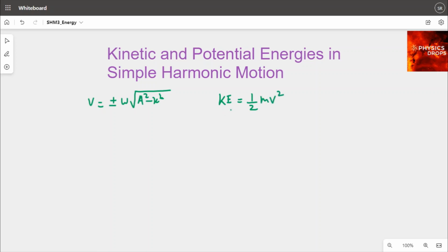square. So using these two equations, we can rewrite kinetic energy as half m. v is plus or minus omega square root of a square minus x square. When we square that, we get omega square times a square minus x square. Let's call this equation 1.